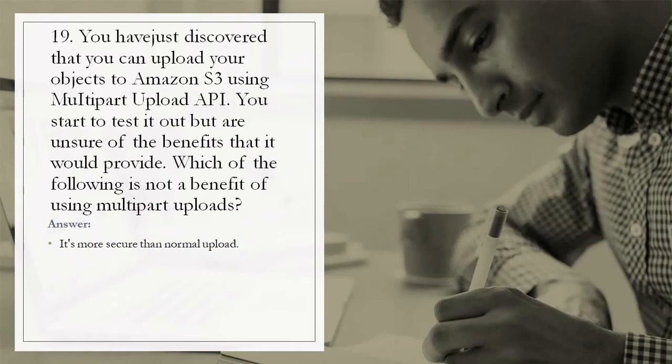Question number 19. You have just discovered that you can upload your objects to Amazon S3 using the Multipart Upload API. You want to start to test it out but are unsure of the benefit that it could provide. Which of the following is not a benefit of using multipart uploads? Answer is it's more secure than normal upload, because multipart upload in Amazon S3 allows you to upload a single object as a set of parts.